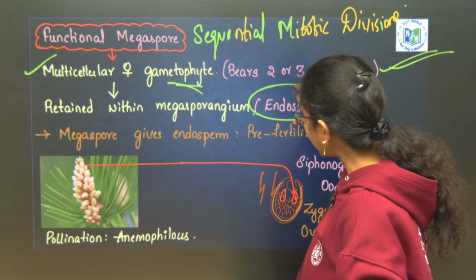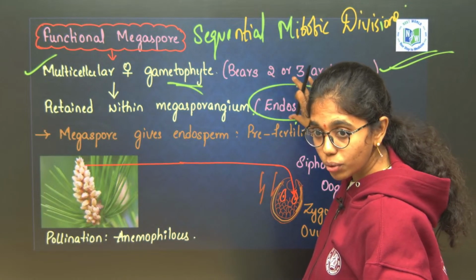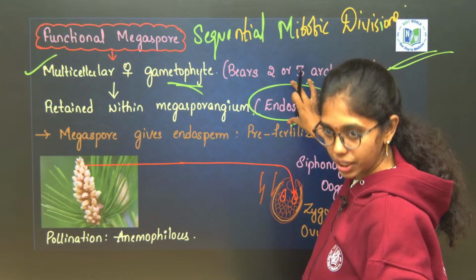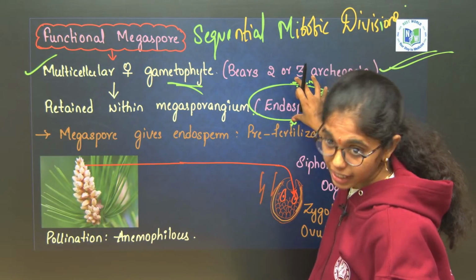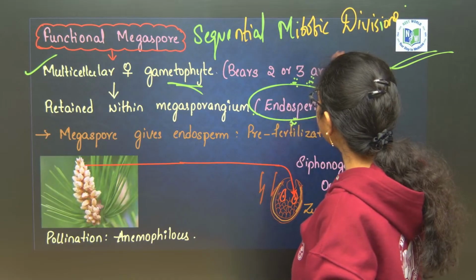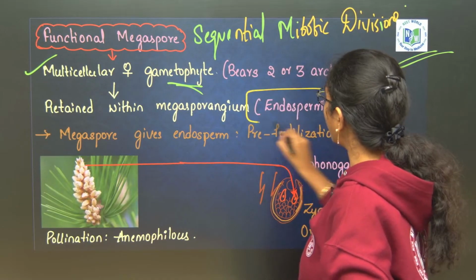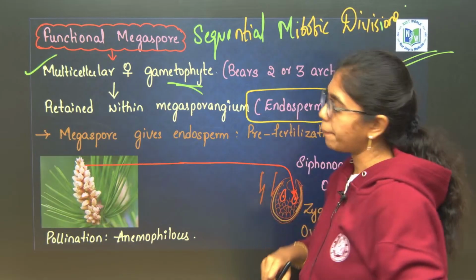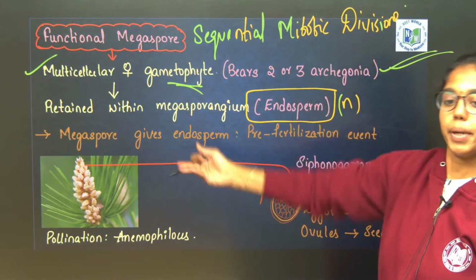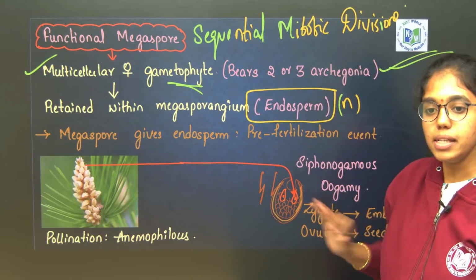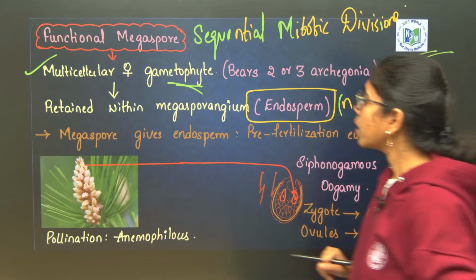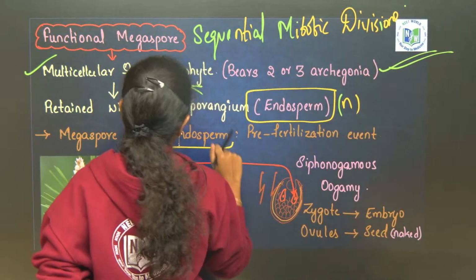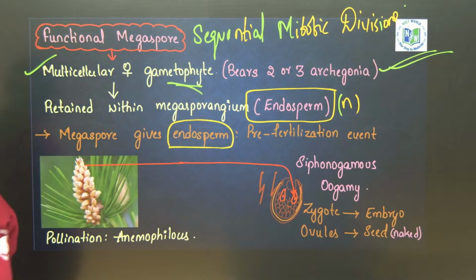Here if you can see clearly, before fertilization only, endosperm formation is taking place. So here endosperm formation is a pre-fertilization event, and the endosperm ploidy is what? Haploid. Endosperm is forming pre-fertilization and its ploidy is haploid. Clear, right? Any doubt anywhere? So here megaspore gives what? Endosperm, which is a pre-fertilization event and is haploid.